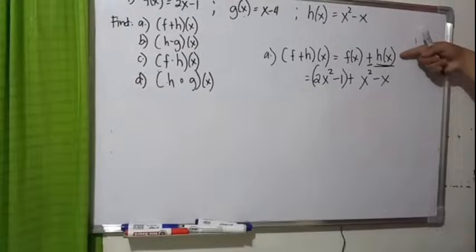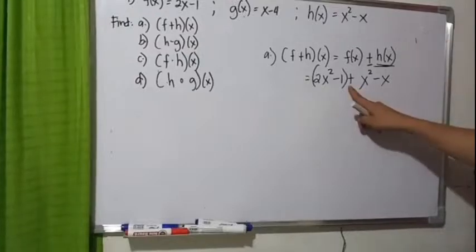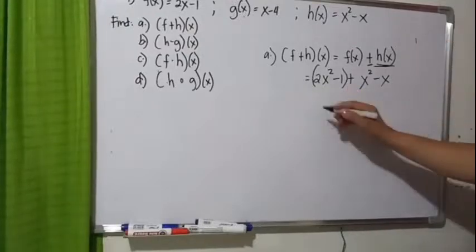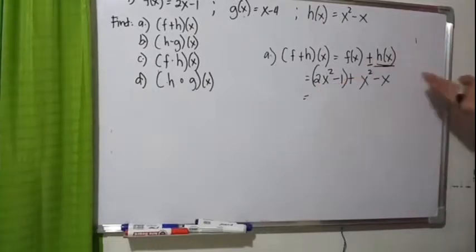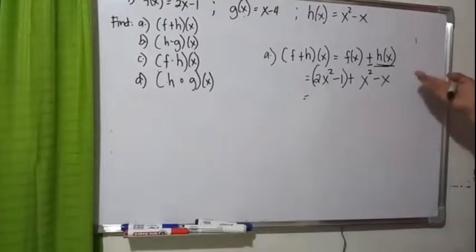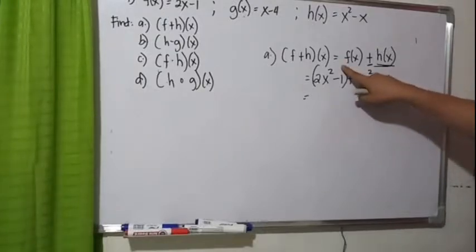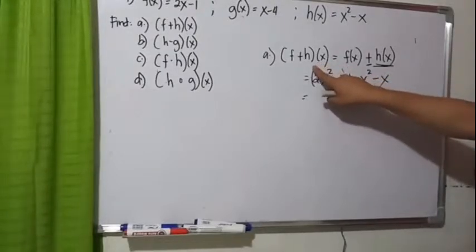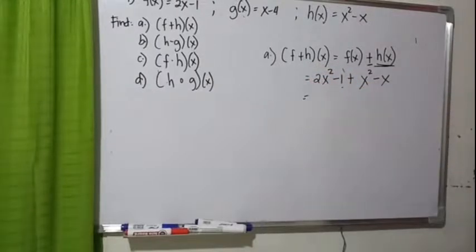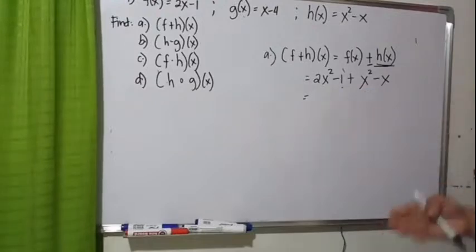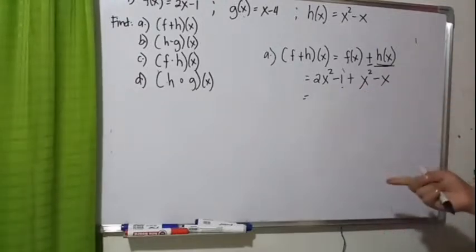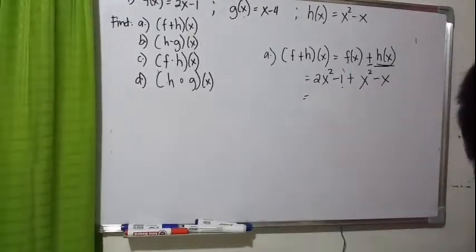Next, i-add natin kasi ito yung sum. So how to add this given? Ito na yung given natin, ito na yung equation natin. So, pag i-add natin, tanggalin muna natin yung parentheses. Make sure add only the like terms. Ano ba yung like terms natin dyan?